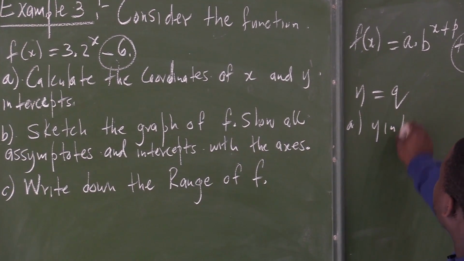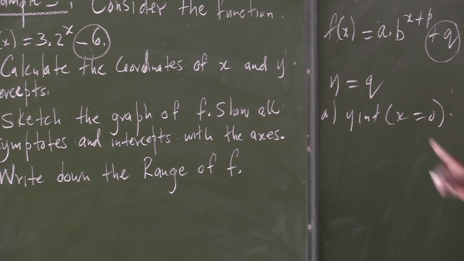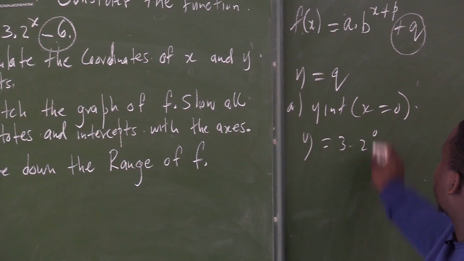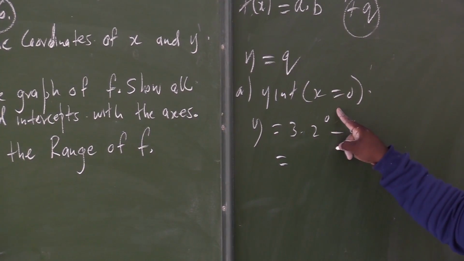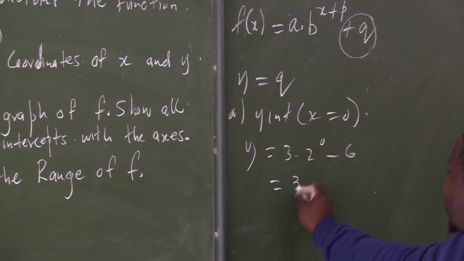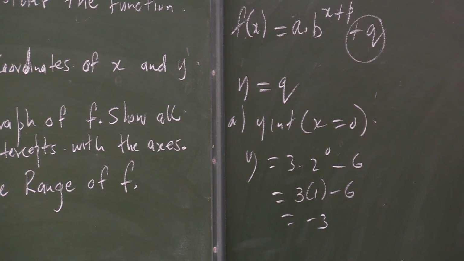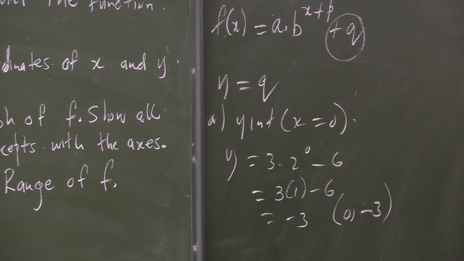Let's start from the y-intercept. It means I will make my x equal to 0. Now let's go to the equation. I am looking for y equals 3 times 2 to the power of 0 minus 6. Now let us check. What is 2 to the power of 0? That is 1. It means this is 3 times 1 minus 6, which is minus 3. So what are the coordinates of the y-intercept? They are (0; -3).